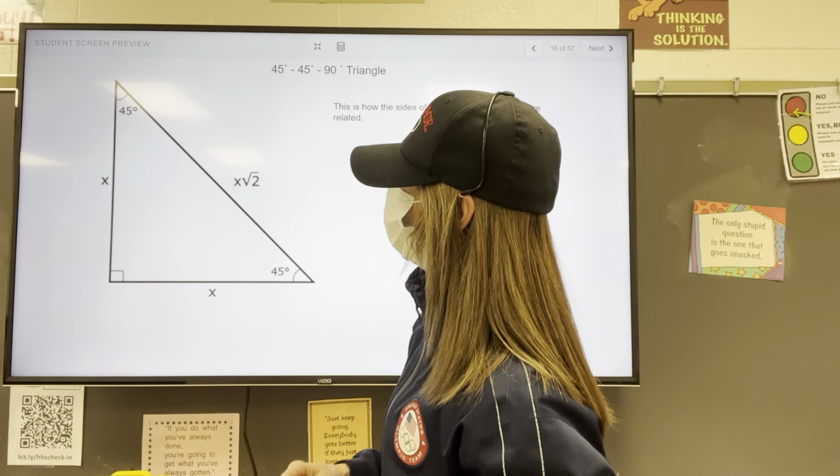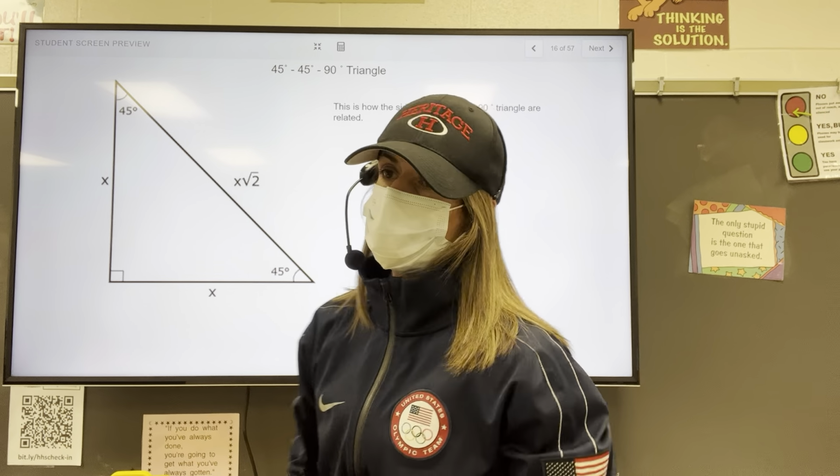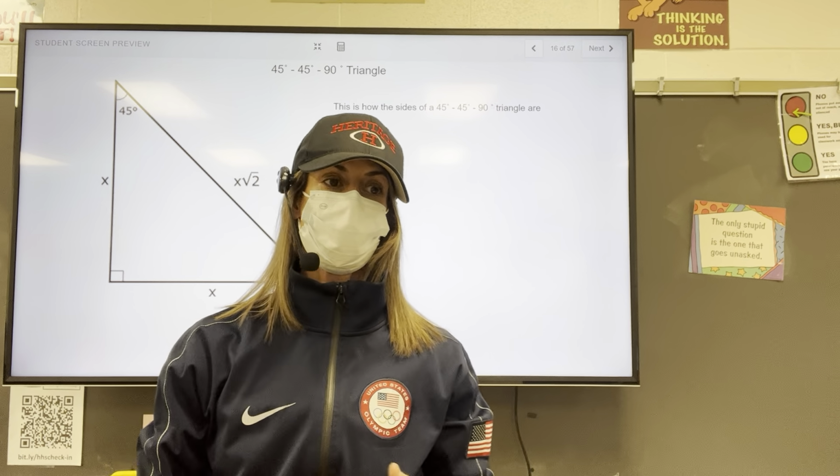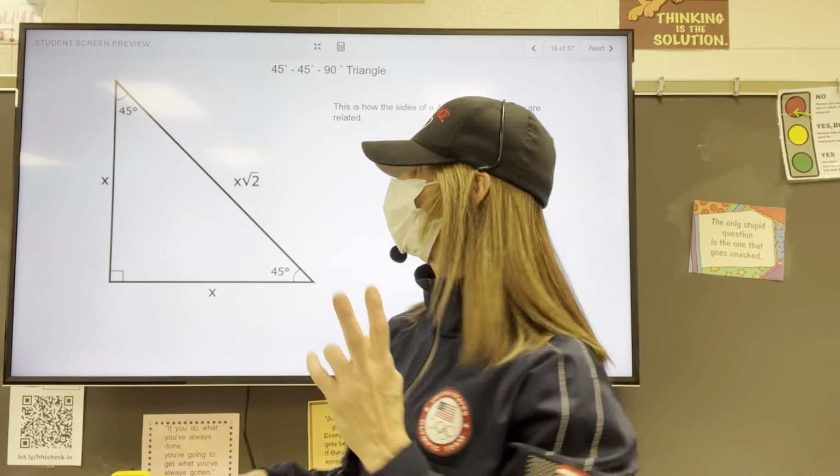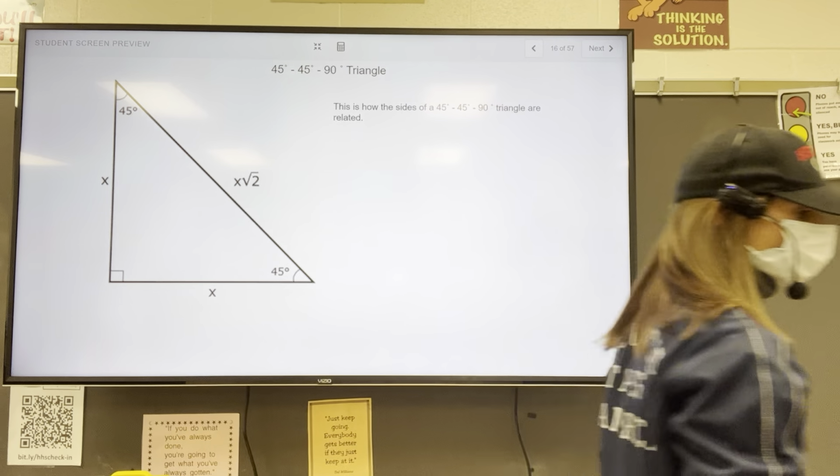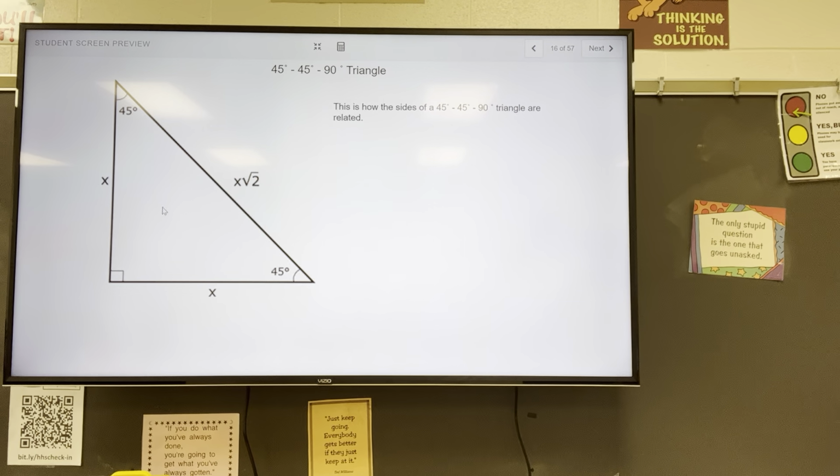There's another type of special right triangle that we have to memorize relationships for, and that's the 30, 60, 90 triangle, which will come after this example. So now we're going to go to slide 18.